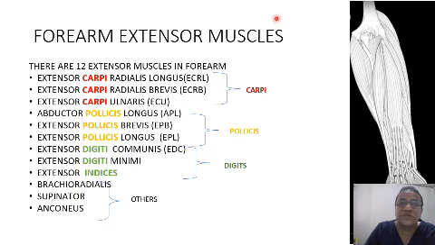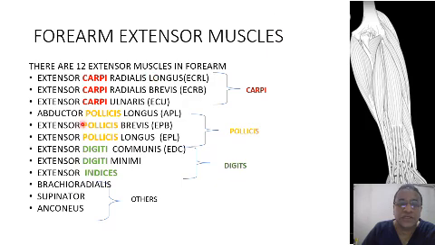Coming to the clinical relevance of this muscle group, overuse of these muscles, specifically the wrist extensors, can lead to lateral epicondylitis, commonly known as tennis elbow. Understanding their anatomy is crucial for diagnosing nerve injuries, specifically involving the radial nerve.